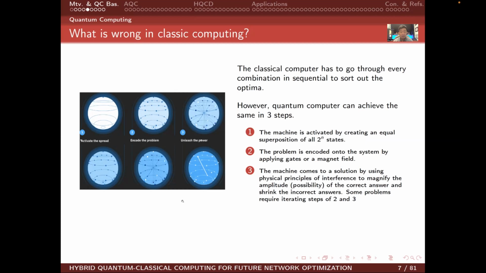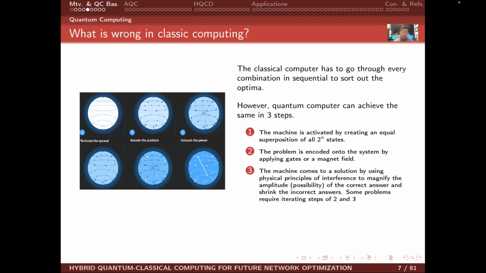Then in the third step, on the right figure, the machine comes to a solution by using the physical principle of interference to magnify the amplitude of the correct answer and shrink the incorrect answers. Sometimes we need to iterate between step 2 and step 3. Step 3 is basically trying to sample. So we all know this quantum catch, whether it's live or dead, right?